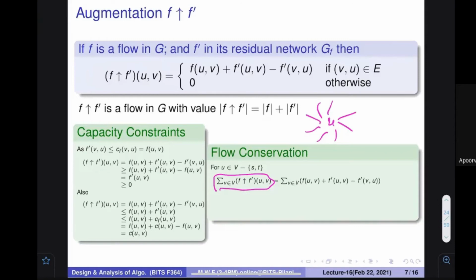How much is coming to you? How much it should be equal to how much it is coming to you. So how can we show this? You know that for this particular quantity there is a formula, and you can put this particular formula over here.